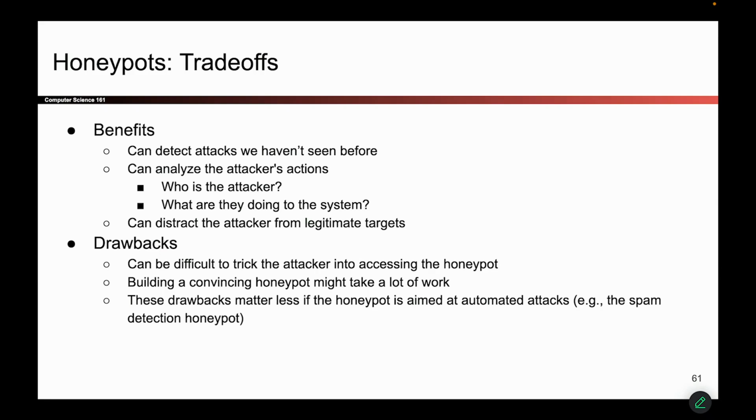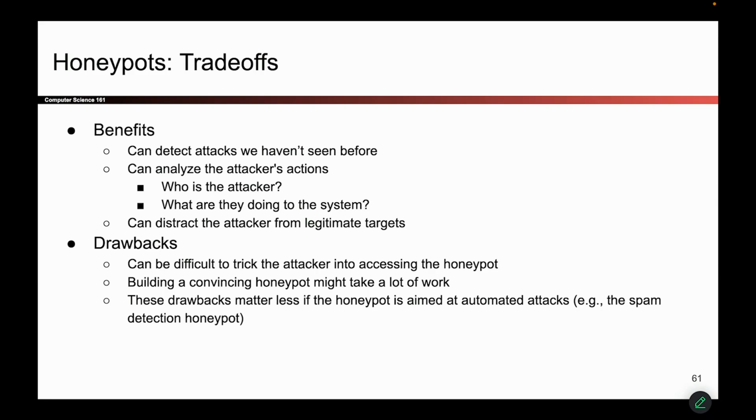Now, here are some drawbacks. One is that you have to trick the attacker into accessing the honeypot. If it's not a convincing honeypot, there's no reason for the attacker to go and access it. So you might want to put some money on it or build a fake system or a fake celebrity record that makes people want to access that celebrity record, and that can take some work.